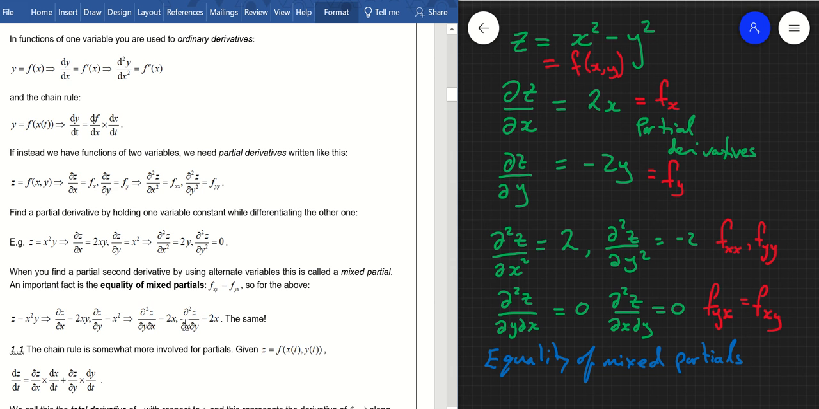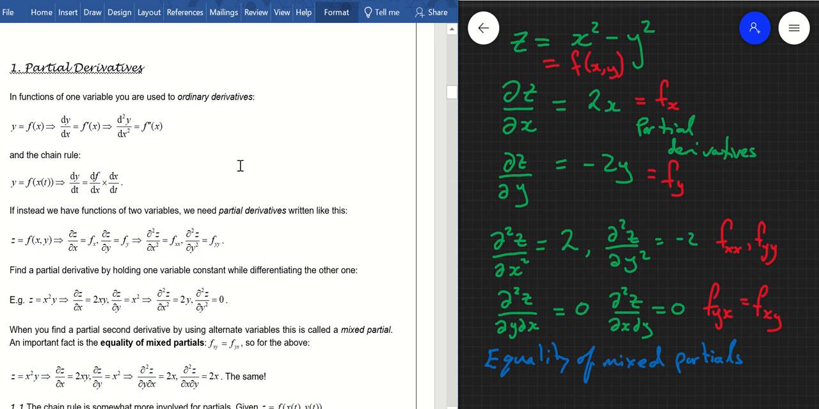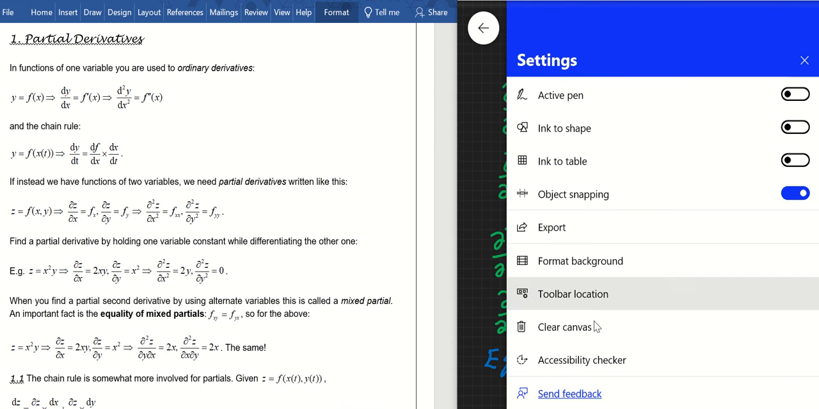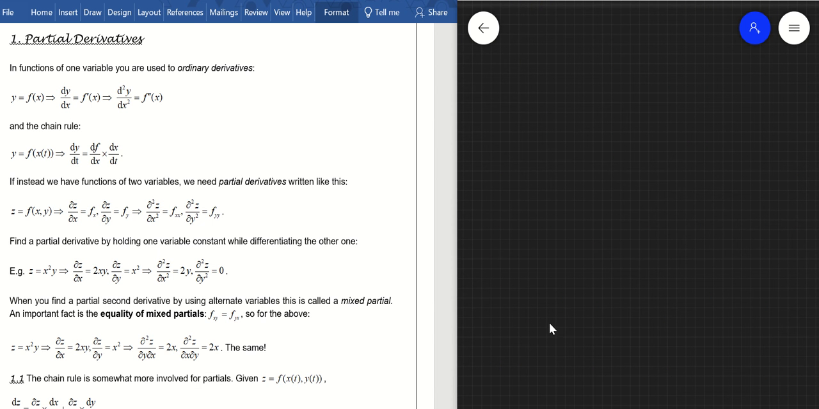Down here, the equality of mixed partials. Now, an important fact is chain rule. So let's have a look at chain rule for ordinary differentiation. So for ordinary differentiation, this is pretty much what we're thinking about.